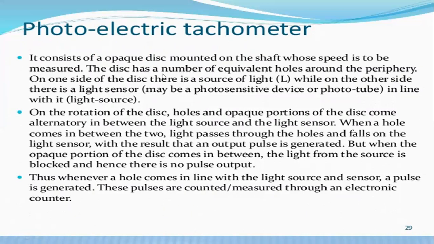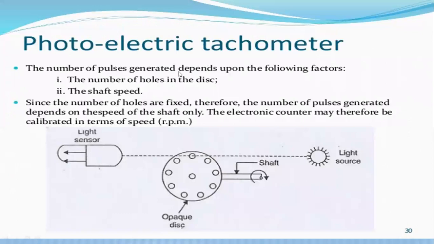Next one, the photoelectric tachometer. It is also a non-contact type of electric tachometer. It consists of an opaque disc mounted on the shaft whose speed is to be measured. The disc has a number of equispaced holes around the periphery. On one side of the disc, a light source is placed, and on the other side a light sensor. It may be a photosensitive device or photo tube in line with it.